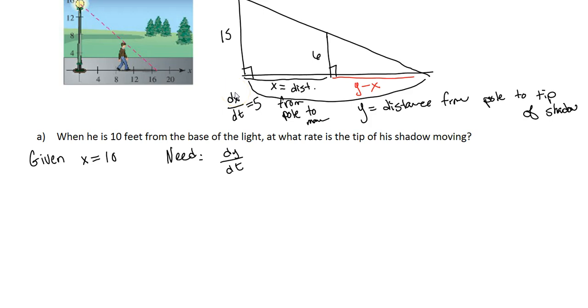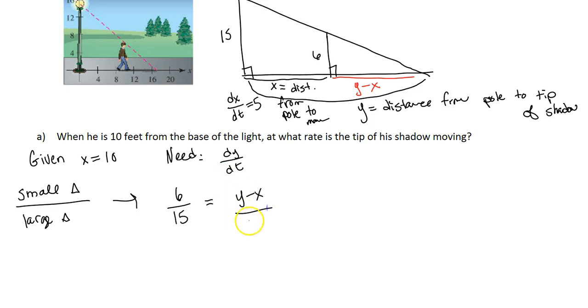Remember, y is the length from here to the shadow. We want to know at what rate is the tip of the shadow moving. So we're not talking about the d of y minus x. We're talking about dy over dt total, because that's the position of the tip of the shadow. So if you're using as your ratio the small triangle to the large triangle, proportional sides tell us that this side here, 6 over 15, has to correspond to y minus x divided by y, because y is the whole side here.